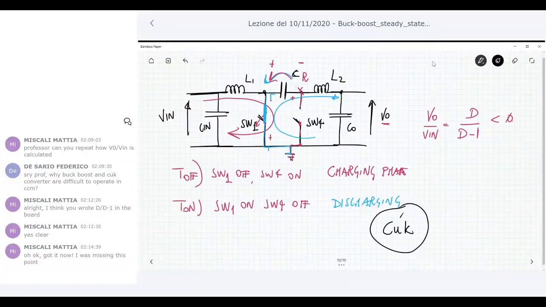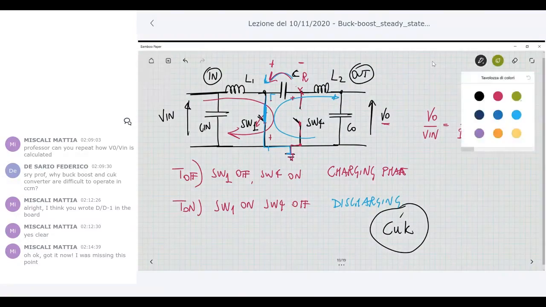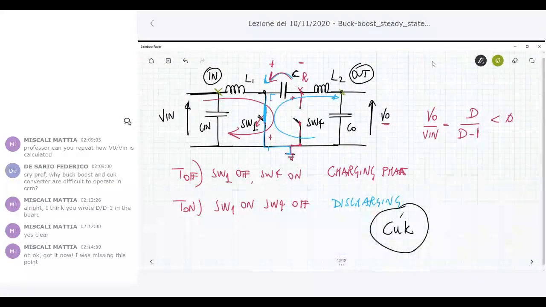The charging phase and discharging phase are made by the capacitor, not by the inductance. The capacitor now is floating, while the buck boost is connected to ground at the same conversion ratio, which are other properties. Look at what happened, for example, at the input node and output node.